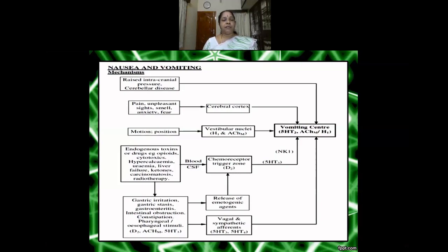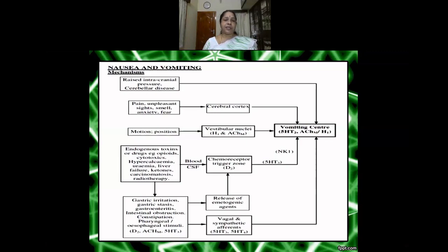And any type of cerebellar disease. Cerebellum is the part of the brain. Cerebellar disease can also induce nausea and vomiting because the vomiting center is present in the brain. So this can send impulses, or it can stimulate the vomiting center of the person, and thereby it can cause nausea and vomiting in the individual. This is the first reason.